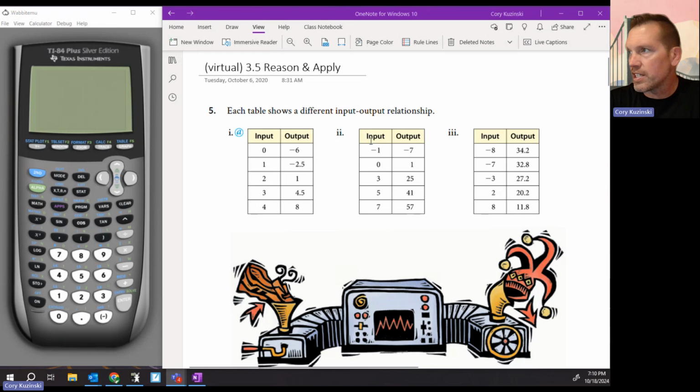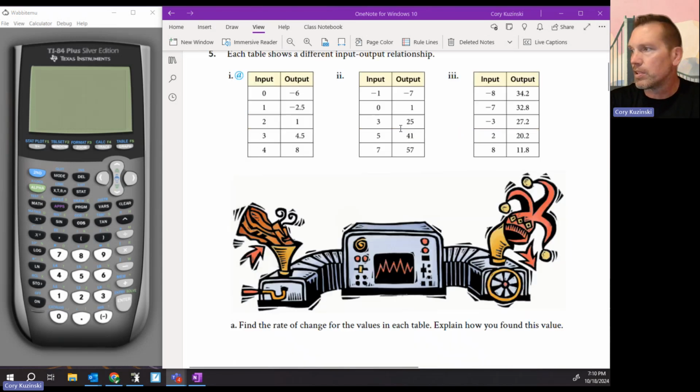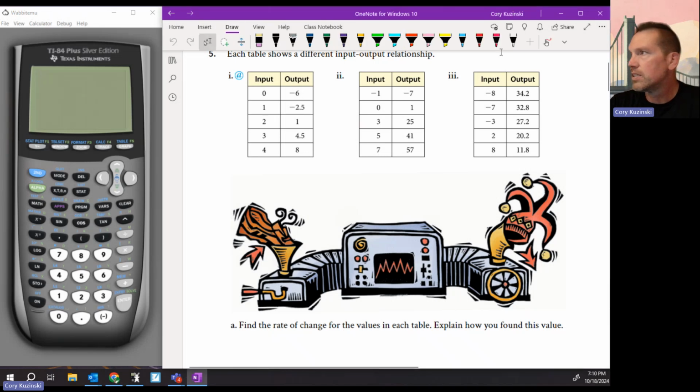All right, here we go. We got a bunch of different input-output relationships. X for input, Y for output. Inputs are independent variables. Outputs are dependent variables. Find the rate of change for each value in the table. Explain how you found this.